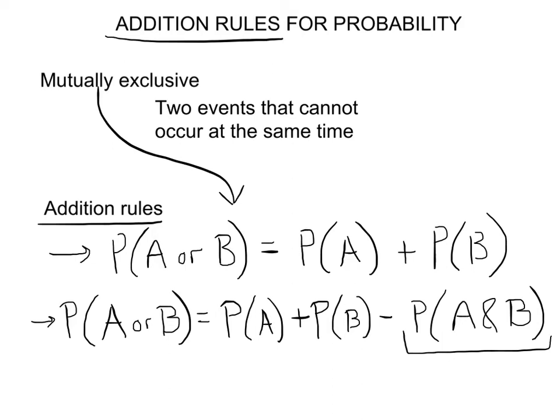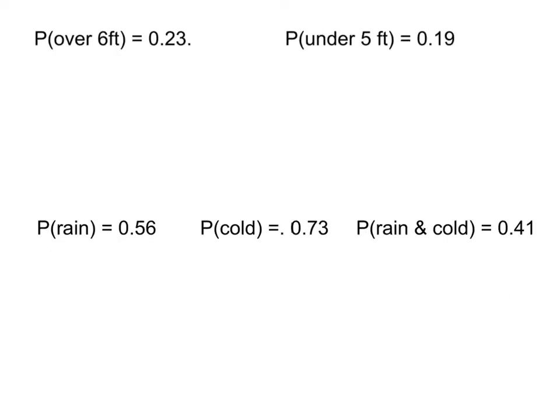Let's look at an example. So in our first example, we're looking at the probability that someone's over 6 foot tall, probability someone's under 5 foot tall, and we have the numbers written there. So what if we're looking for the probability that someone is over 6 foot tall or under 5 foot tall? Well, in this case, these events cannot happen. You can't be over 6 foot and under 5 foot tall. So these would be mutually exclusive events.